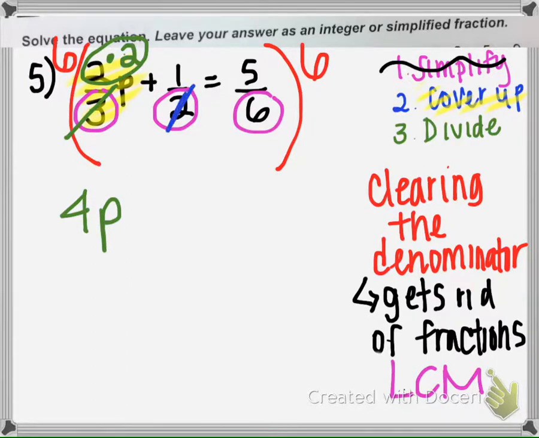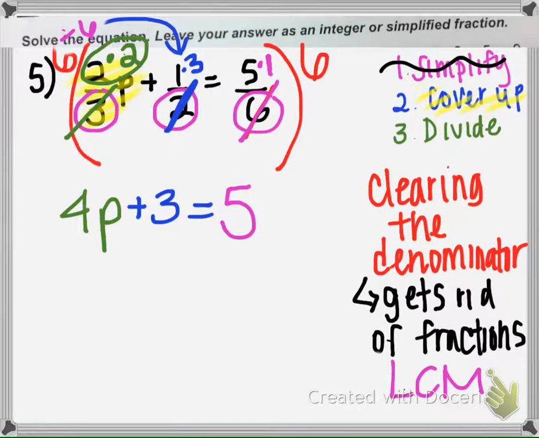And then here, 2 goes into 6 3 times. So I'm going to multiply the numerator 1 by 3 and get 3. And then here I have 5/6, and 6 goes into 6 1 time. So I'm going to multiply the numerator by 1, and 5 times 1 is 5. And now, as you can see, there are no fractions in this equation.